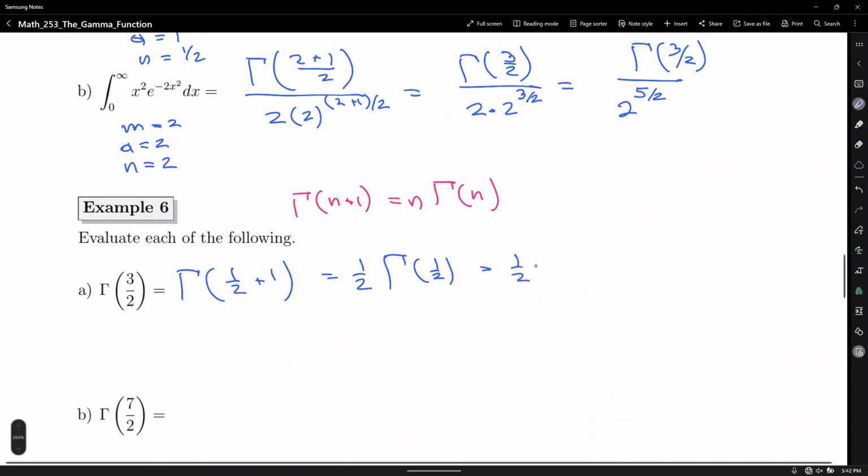This is 1 half square root of pi, right? That's 1 half square root of pi. Then what's the next one?